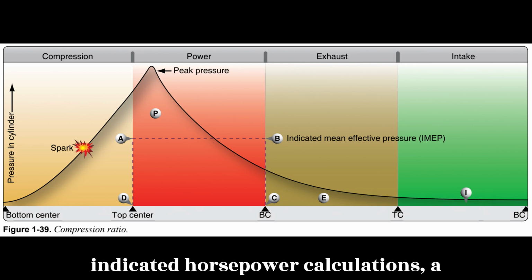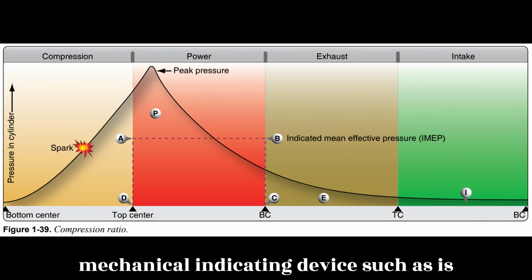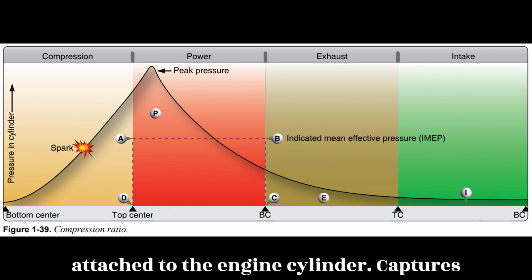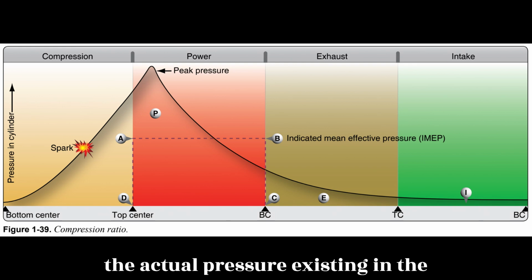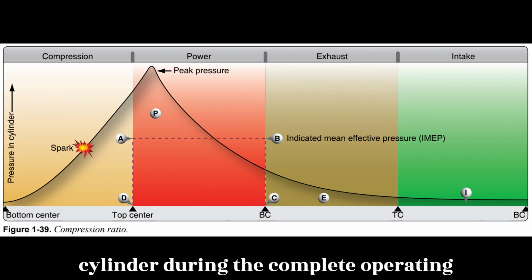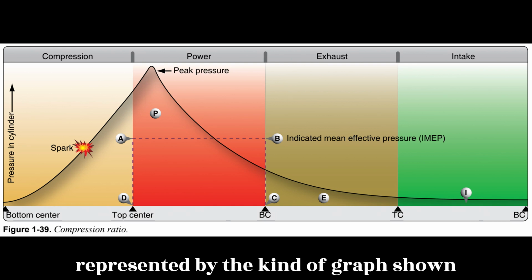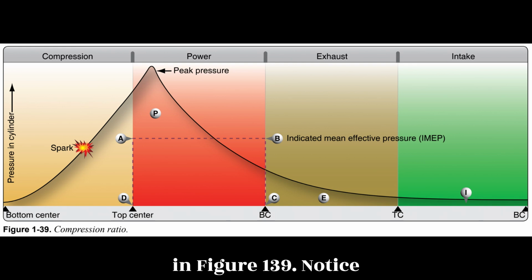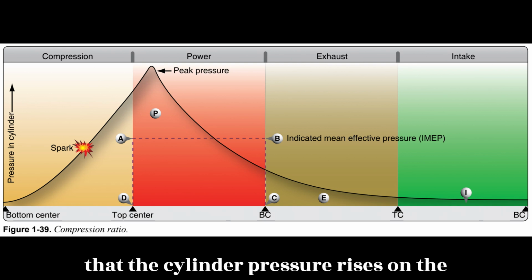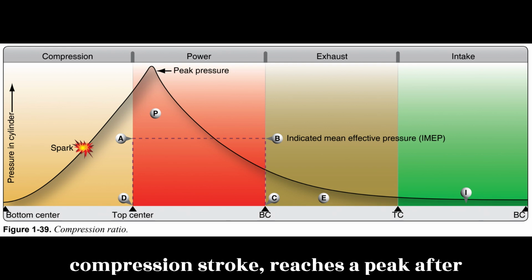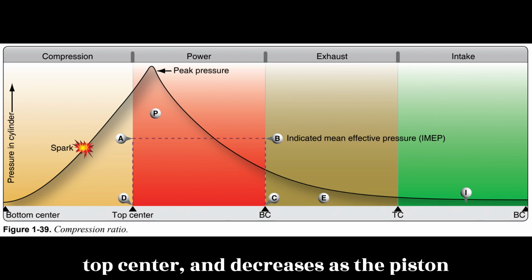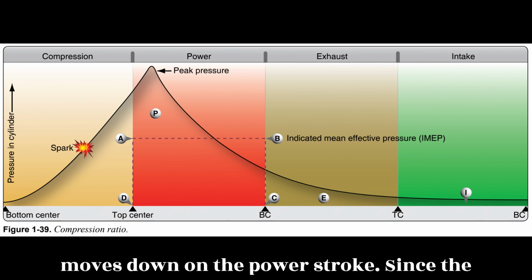To facilitate the indicated horsepower calculations, a mechanical indicating device, such as is attached to the engine cylinder, captures the actual pressure existing in the cylinder during the complete operating cycle. This pressure variation can be represented by the kind of graph shown in Figure 1.39. Notice that the cylinder pressure rises on the compression stroke, reaches a peak after top center, and decreases as the piston moves down on the power stroke.